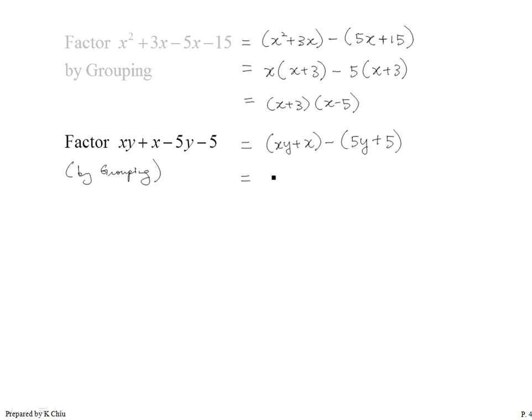And then I factor out the x, so I got x times y plus 1 minus 5 times y plus 1. So finally, I have 2 terms, and in these 2 terms, I have y plus 1 as the common factor. So I factor out y plus 1. That will give me y plus 1 times x minus 5. So far so good. Okay. All right.